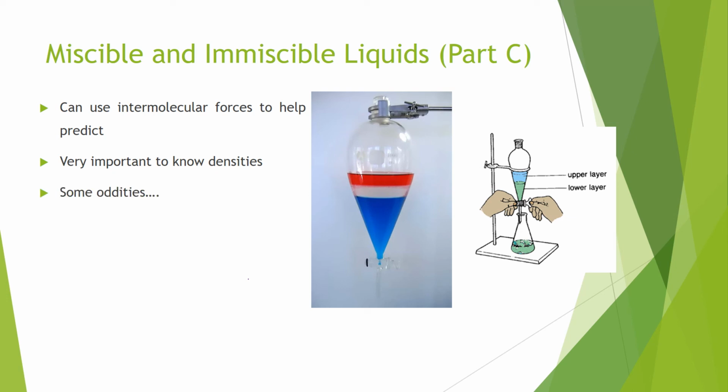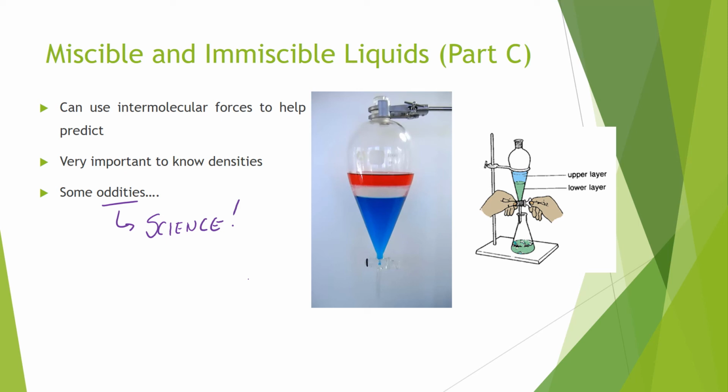Now, even with the best knowledge of intermolecular forces and densities and the structures and the dipoles, there are some oddities when it comes to determining miscible versus immiscible liquids. And so that's why we are doing some science, right? What I mean by oddities is that there are some things that may not exactly follow the rules that we have predicted. And that's okay, because that's where we do some science to figure it out.